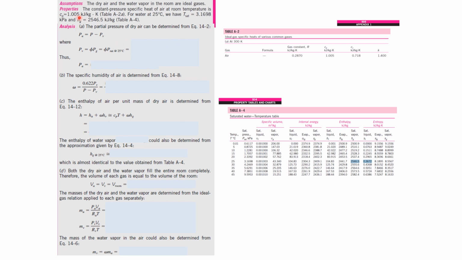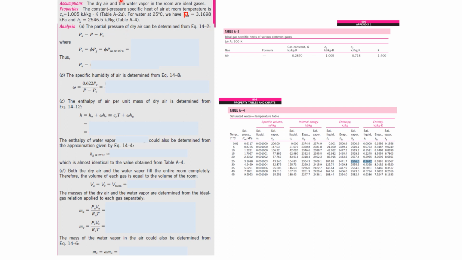Now the temperature given to you is 25 degrees Celsius. So we need to find the saturation pressure for the moisture in the air at 25 degrees Celsius. By the way, please correct this. This is not T saturation. This is supposed to be P saturation. So this one is supposed to be P saturation, not T saturation. So you correct this.